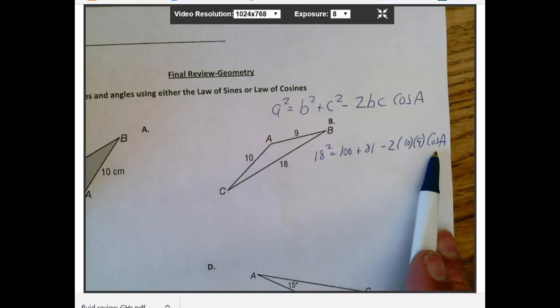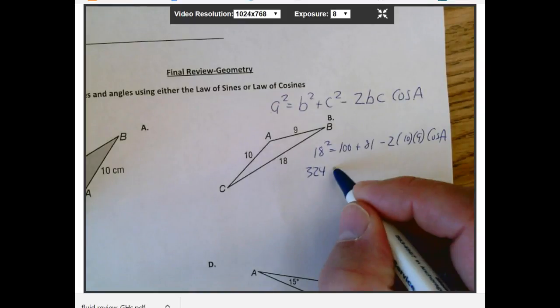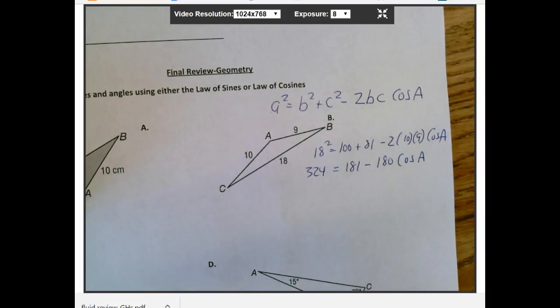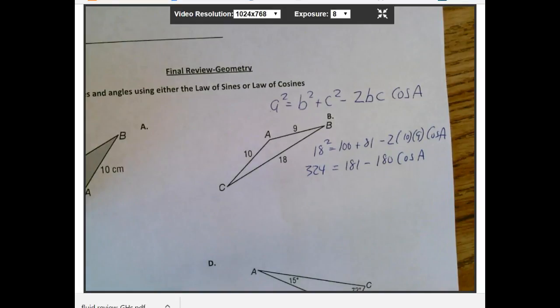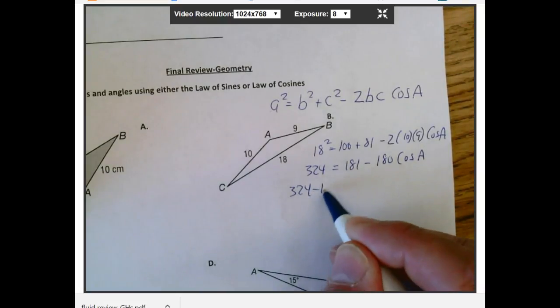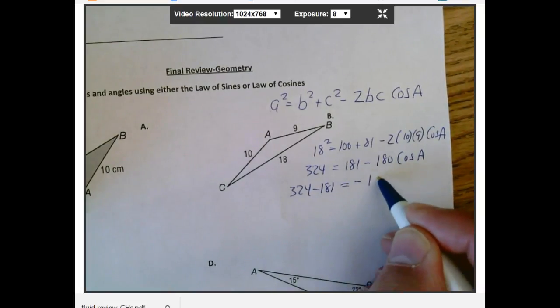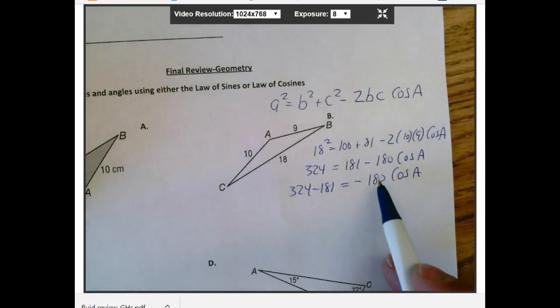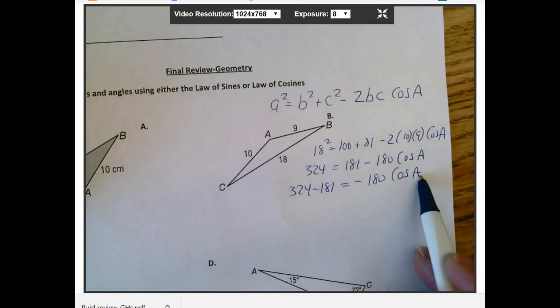So 18 squared turns out to be, I think, 324. And then this is going to be equal to 181 minus 180 cosine of A. Now we don't want to start dividing things out, because this is a subtraction. So what we have to do is subtract this 181. So it's going to be 324 minus 181 equals negative 180 times cosine of A. Because really this negative 180 is multiplying by that, we can divide when we're done.